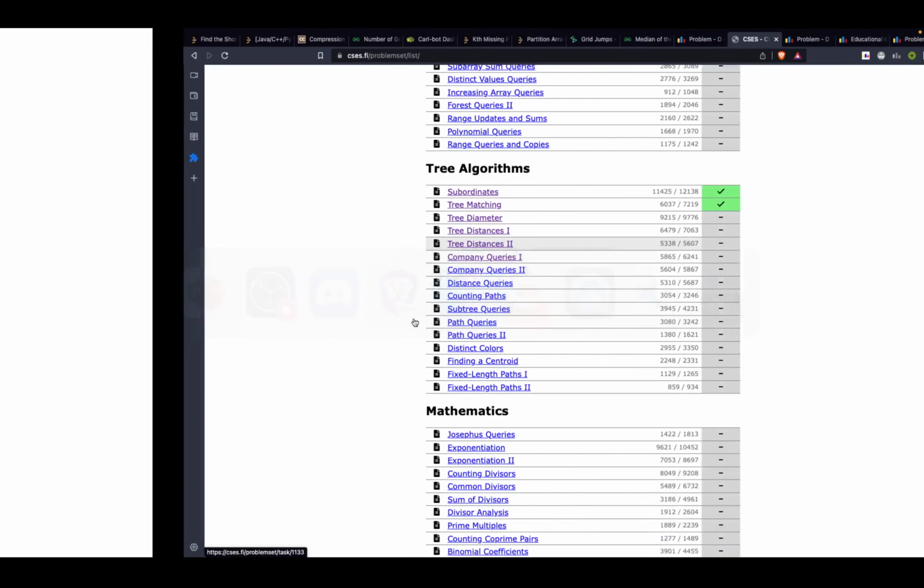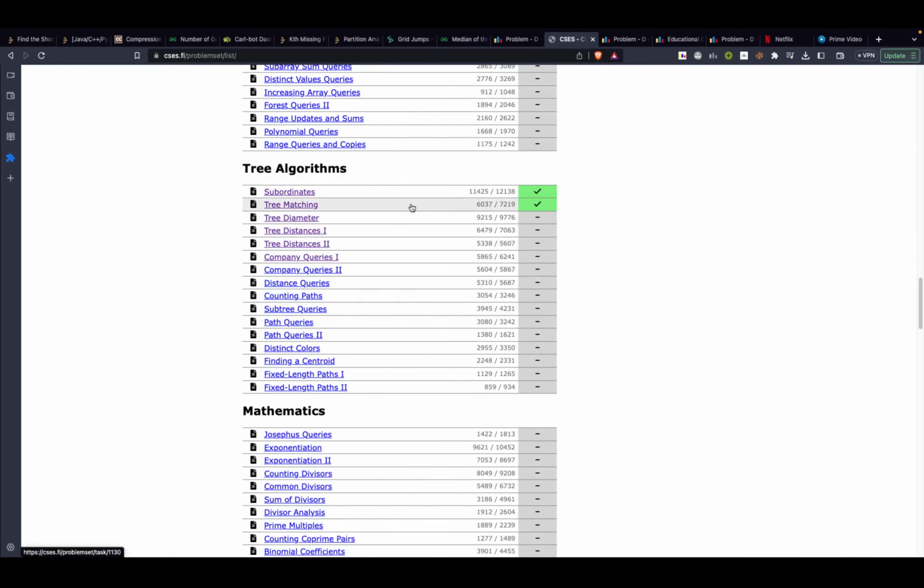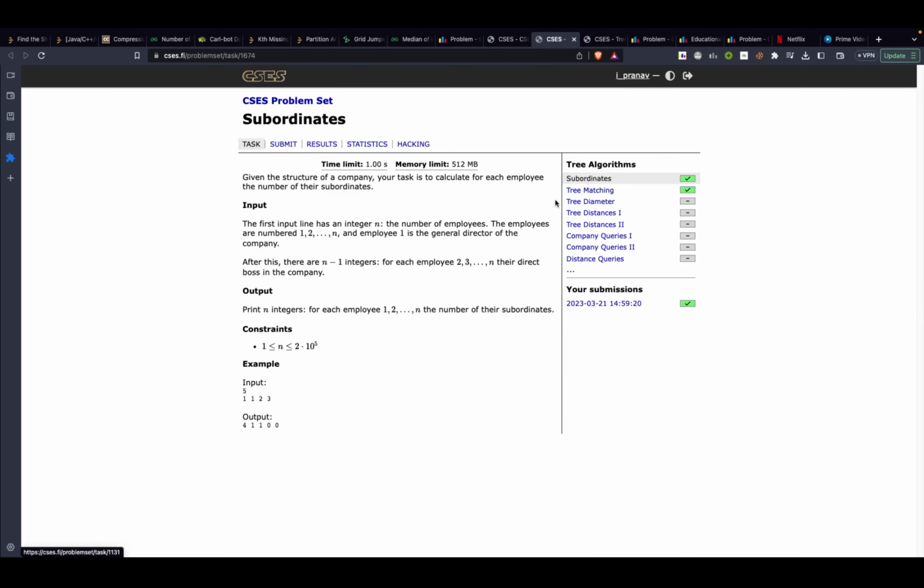So in this particular session, we'll be talking of two questions from tree algorithms. We'll be solving the questions Subordinates and Tree Matching. Now, these two questions are not based on tree rerouting per se, but you guys were requesting me for a video on tree rerouting, and these concepts are very fundamental if you want to understand such concepts, right? So before you go for tree rerouting, let's try to understand these concepts, and it would be better if I explain the concepts in the form of questions itself.